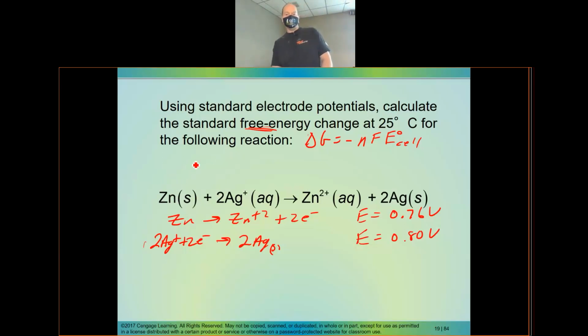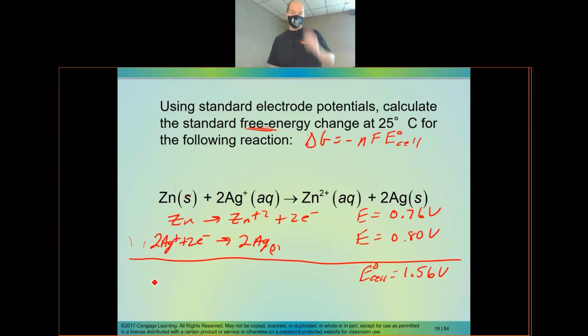Even though we multiplied our Ag by 2, again, we do not multiply the E value. And so your E naught cell for this reaction is 1.56 volts. Then we plug it into our equation. The n value is the number of electrons lost and gained, which is 2. Electrons gained have to equal electrons lost; in the overall reaction, you have to have zero electrons.